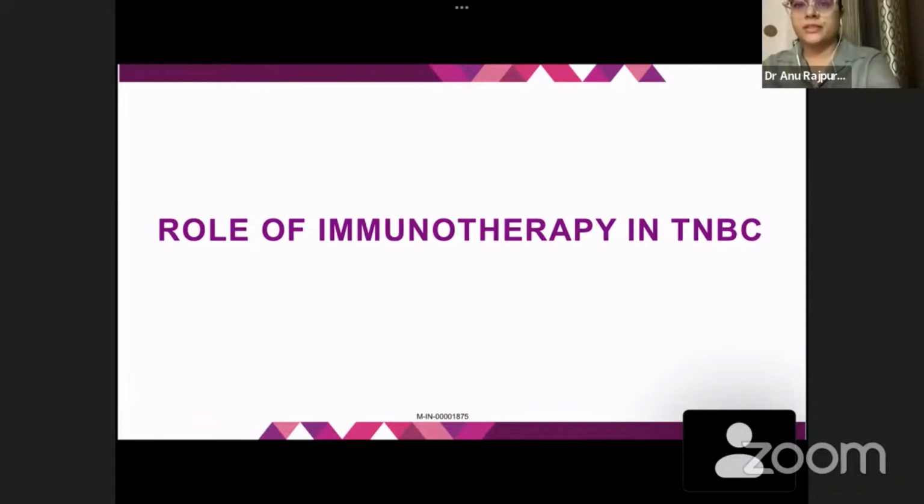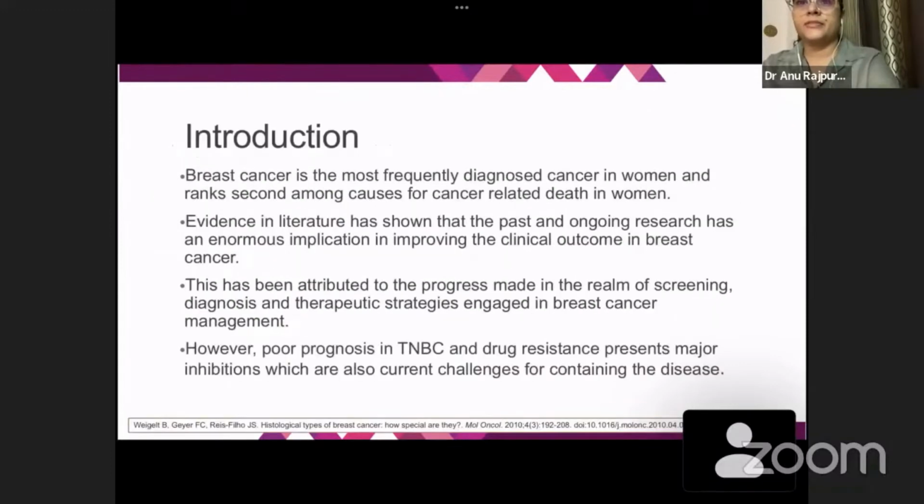So today I'll be talking about the role of immunotherapy in triple negative breast cancer. As we all know, breast cancer is the most frequently diagnosed cancer in women and ranks second amongst all the causes of cancer-related death in women. Many researchers are working on improving clinical outcomes in breast cancer. We also have screening, diagnostic and therapeutic strategies engaged in breast cancer management. However, poor prognosis in triple negative breast cancer and drug resistance present major inhibition, which are also current challenges in containing the disease.